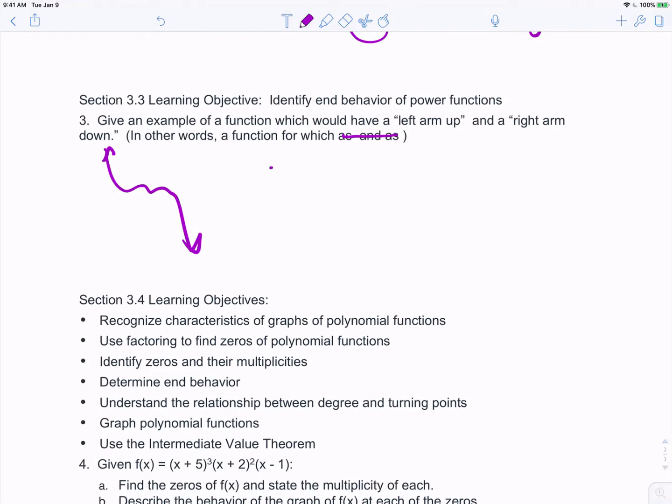So any function that is odd, that has a lead coefficient that's negative, would be a perfectly fine answer for this. For example, f of x is equal to negative 5x cubed. That would be an example of a function which would have a left arm up, right arm down. Why? It's odd, so the arms go in opposite directions, and because the lead coefficient is negative, we know the function falls. But that answer is not unique. There are many, many answers that are fine. Just make sure that your answer has an odd degree and the leading coefficient is negative.